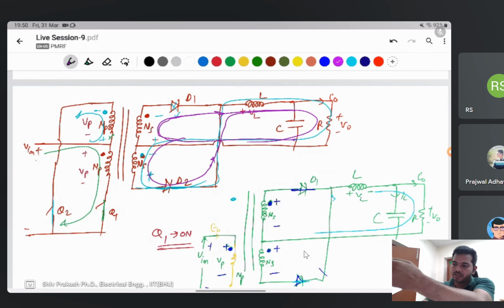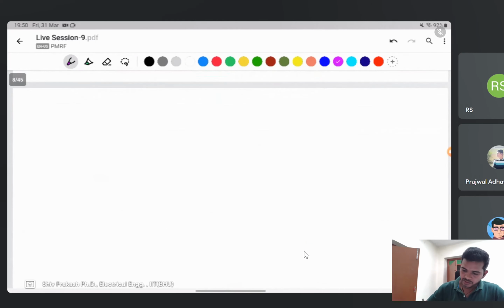Then you can take a waveform of this. You can understand from the waveform.